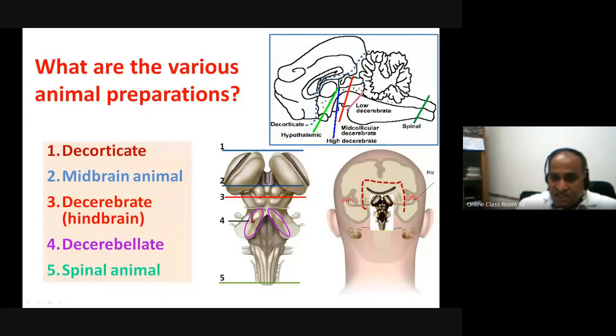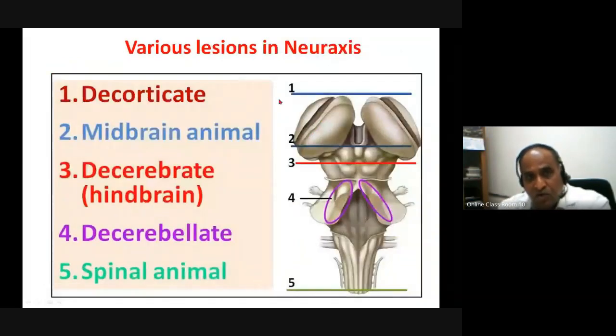For decerebellate, I'm just cutting the 3 cerebellar peduncles. So here you can see on both sides, this is a decerebellate animal. And here below the level of C4, it is the spinal animal. So these are the various animal preparations. Let us look into them one more time.